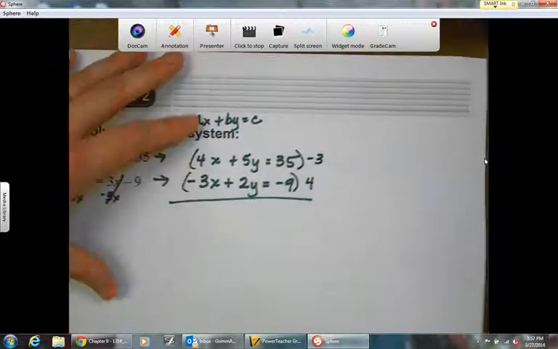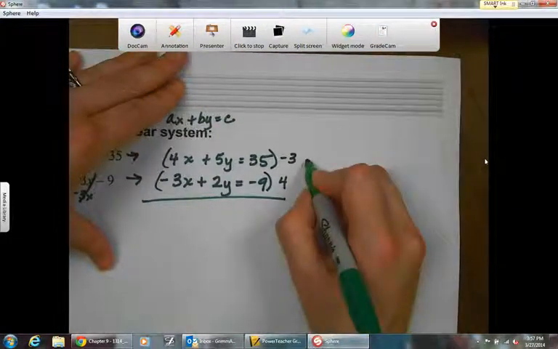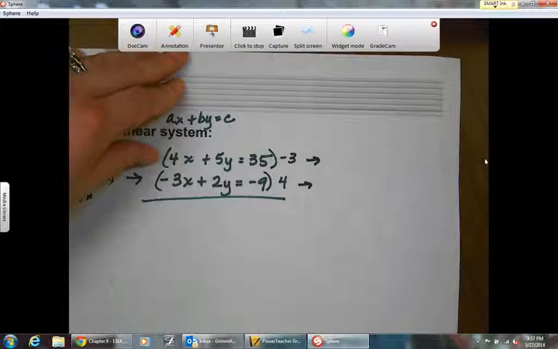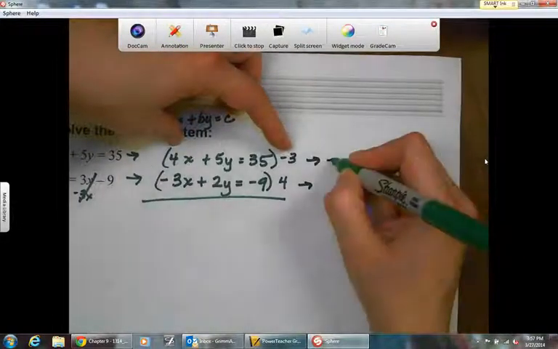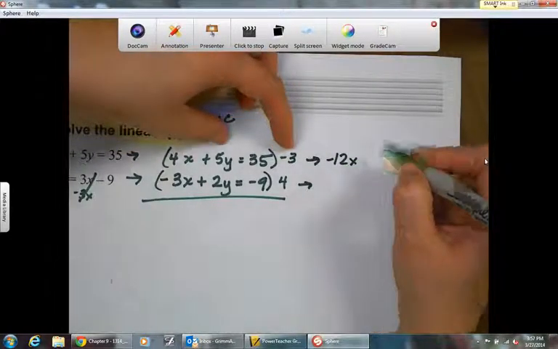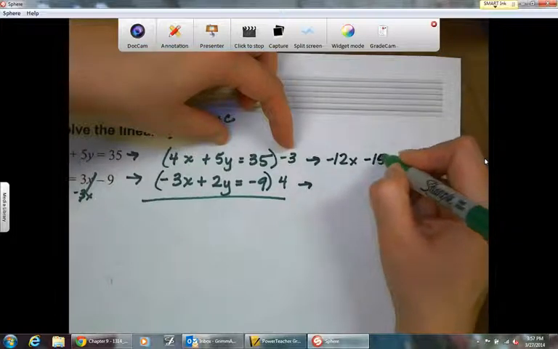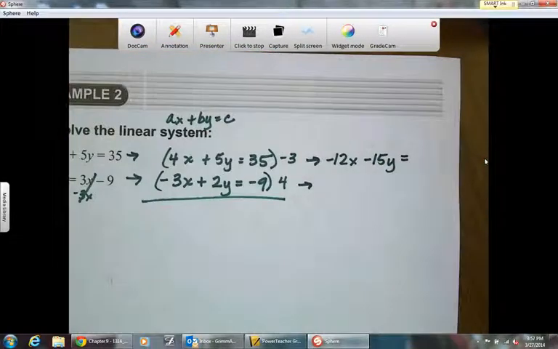Okay, so I'm going to come over here. I'm just going to keep going across my paper here. All right, so negative 3 times 4 is negative 12x. Negative 3 times 5 is negative 15y. And negative 3 times 35 is negative 105.